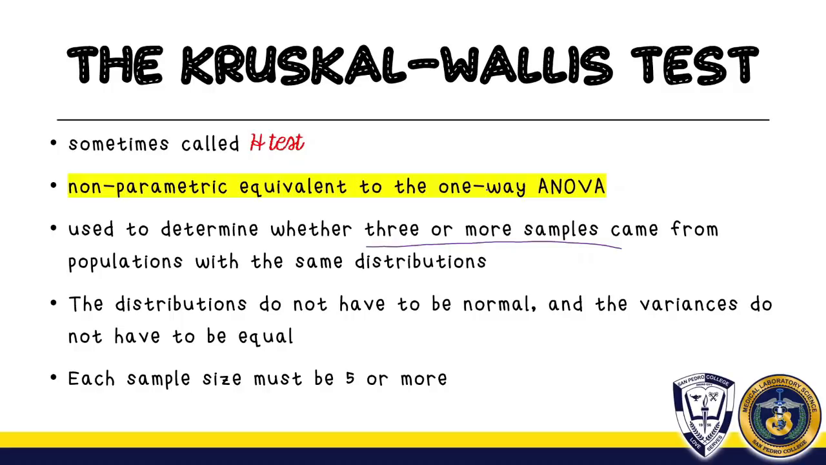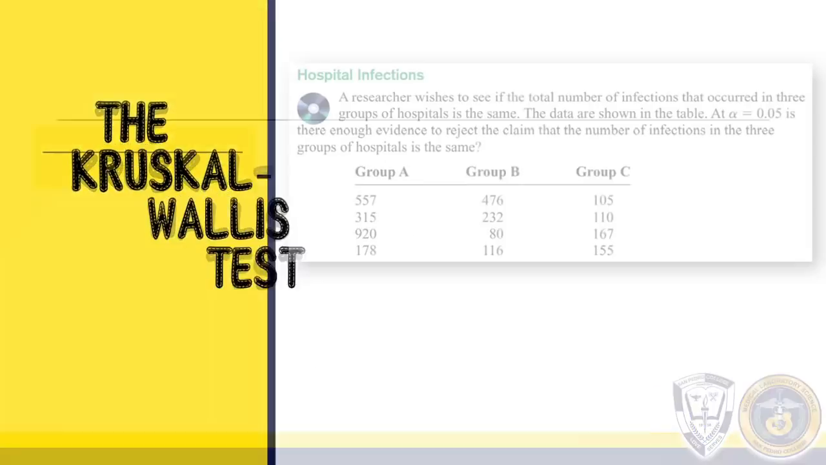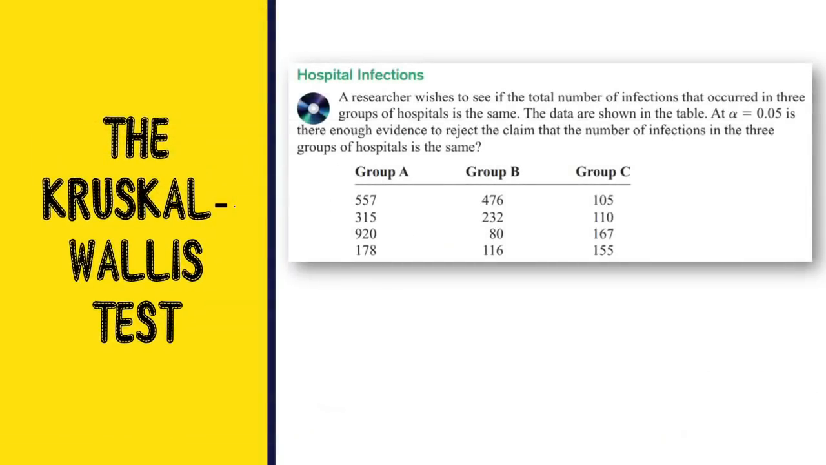And also, another assumption for your Kruskal-Wallis is that the sample size must be 5 or more. So, remember ning last two. Again, mao ni ang assumptions nato na dapat tandaan for your Kruskal-Wallis. So let's proceed to the example for you to understand better and to know how to do Kruskal-Wallis testing in your Excel.